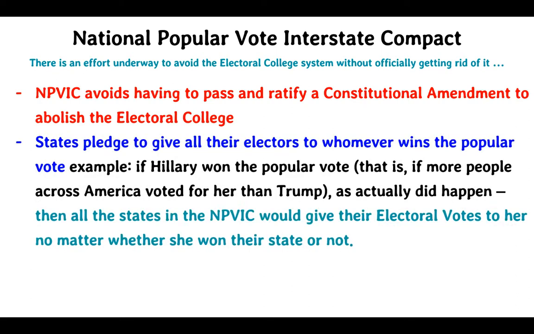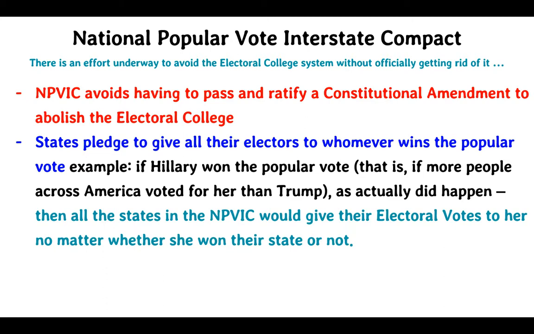Okay, so we're going to write this down, and then I'm going to try to explain it. States pledge, if they're part of this NPVIC, to give all of their electors to whomever wins the popular vote. Remember, Illinois has 20 electoral votes. For example, if Hillary won the popular vote, that is, if more people across America voted for her than Trump, which, believe it or not, did happen in 2016, then every state in the NPVIC would give their electoral votes to Hillary, no matter whether she won their state or not.